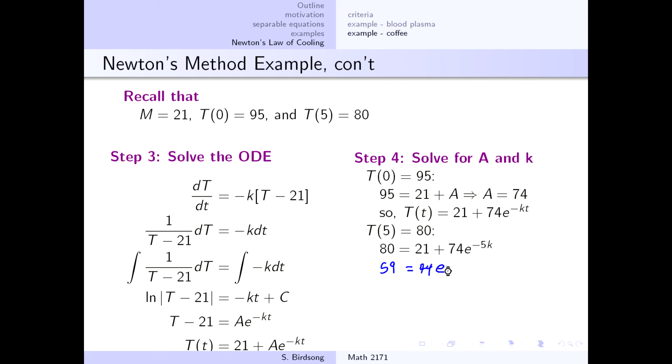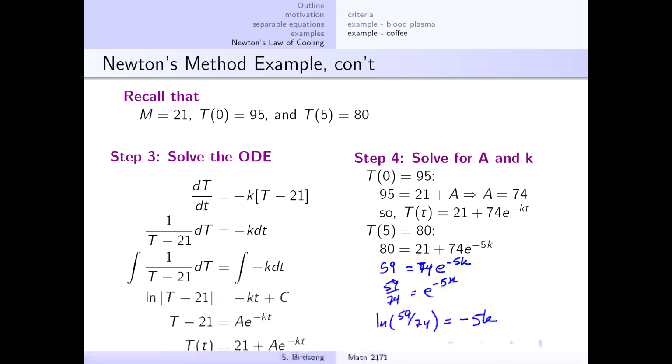We'll have 74 times e to the negative 5k. So then we'll have 59 over 74 equals e to the negative 5k. Then we'll take the natural log of both sides. So we'll have natural log of 59 over 74 equals negative 5k. And then to solve for k, we'll divide by negative 5 on both sides.